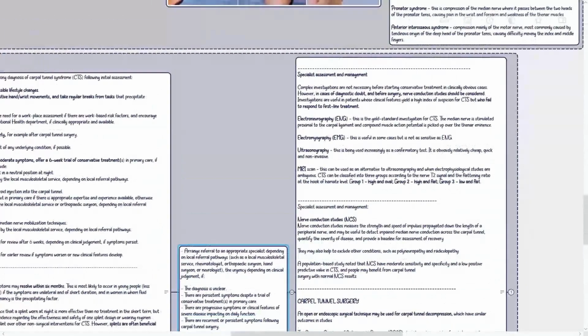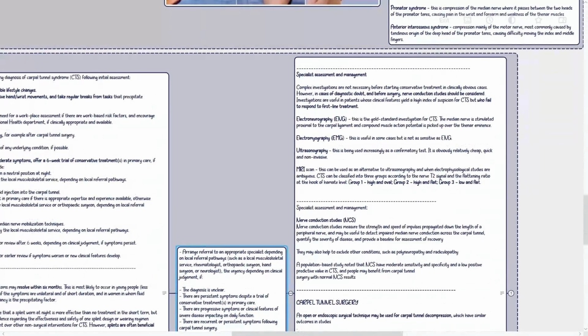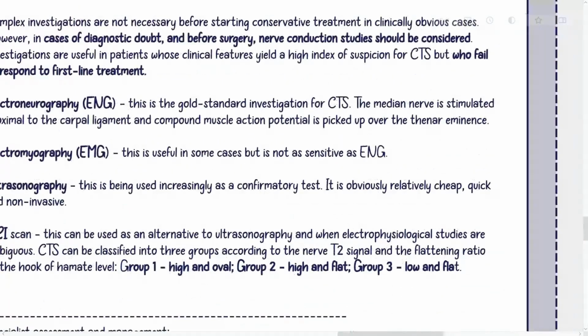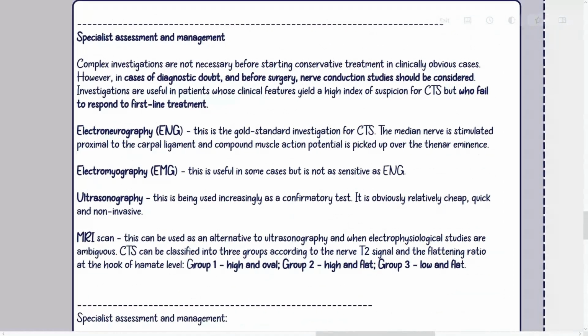Specialist assessment and management. Complex investigations are not necessary before starting conservative treatment in clinically obvious cases. However, in cases of diagnostic doubt and before surgery, nerve conduction studies should be considered. Investigations are useful in patients whose clinical features yield a high index of suspicion for carpal tunnel syndrome, but who fail to respond to first-line treatment.